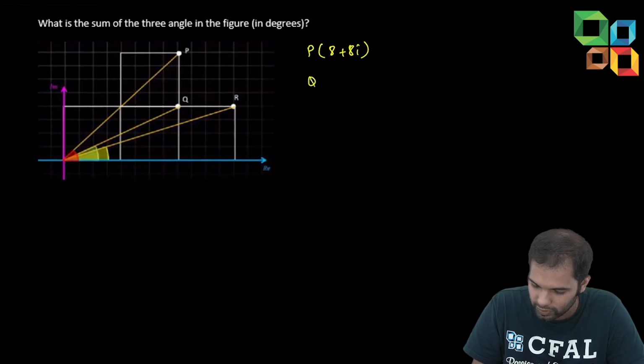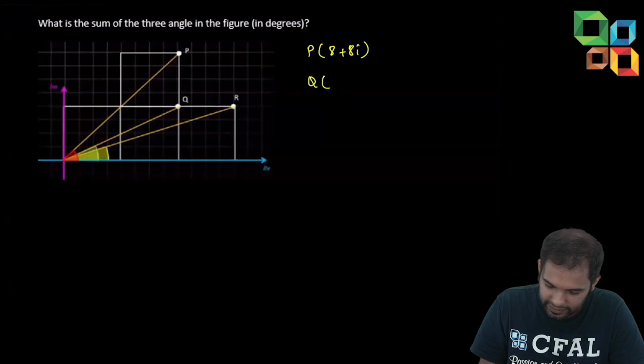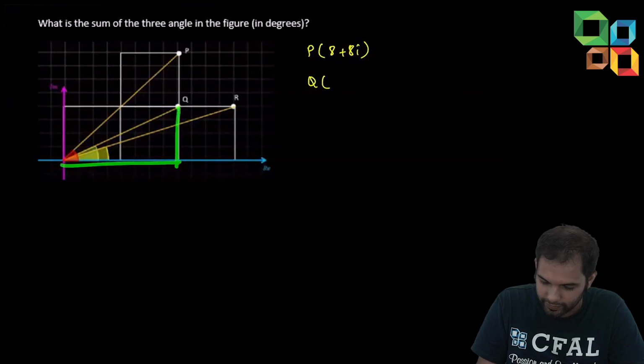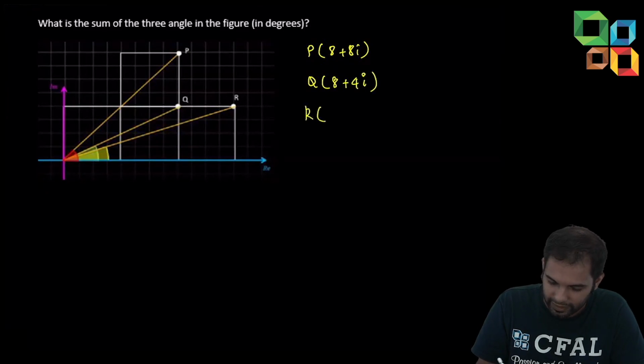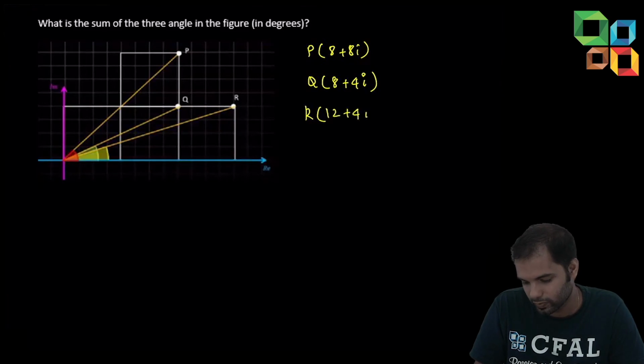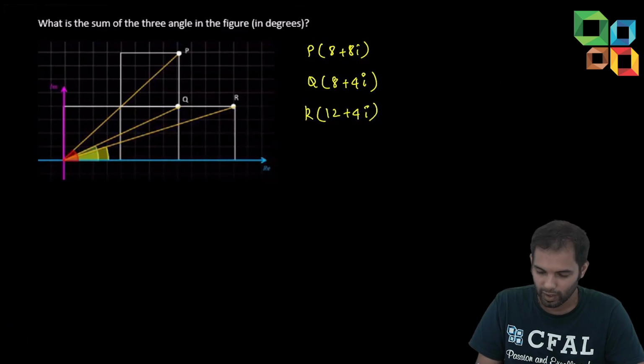What is Q? Similarly, real part is 8, imaginary part is 4. What is R? The real part increases now. Real part is 12, imaginary part is 4. It is fine. Now look at it.